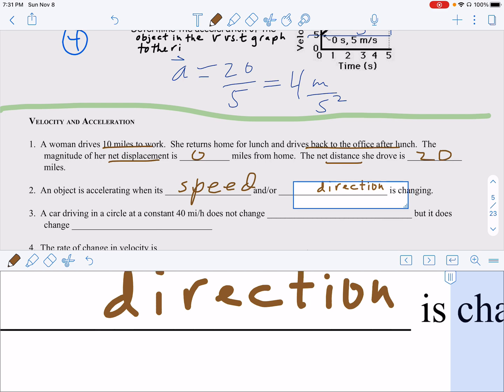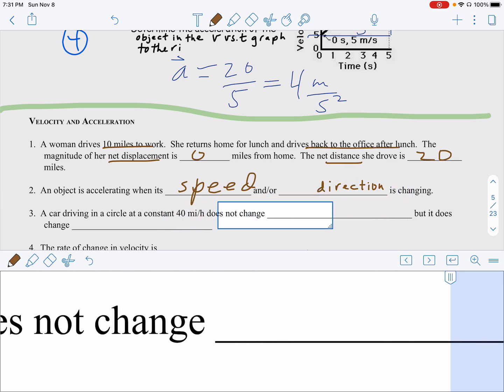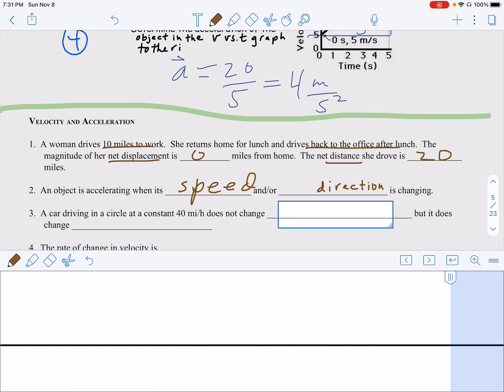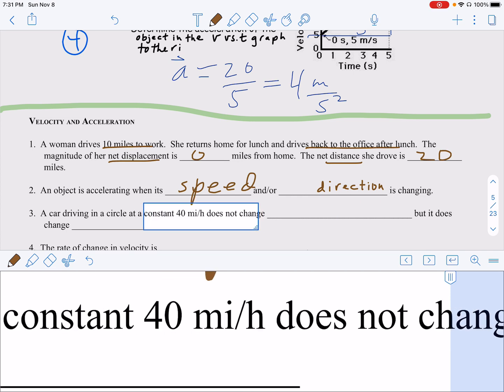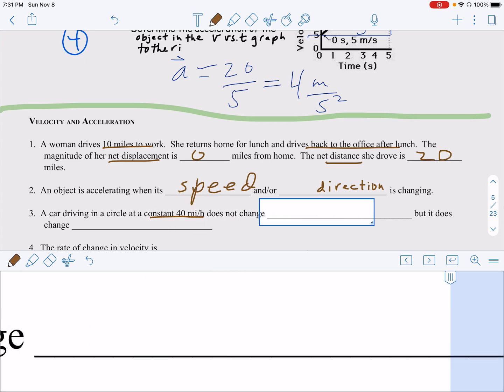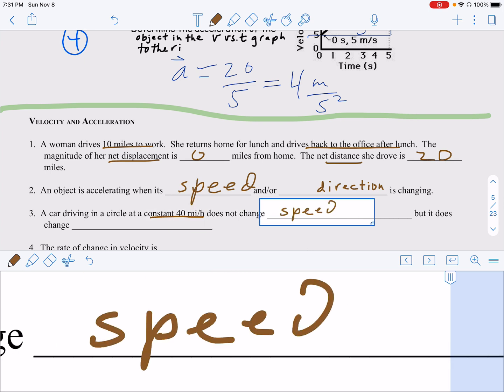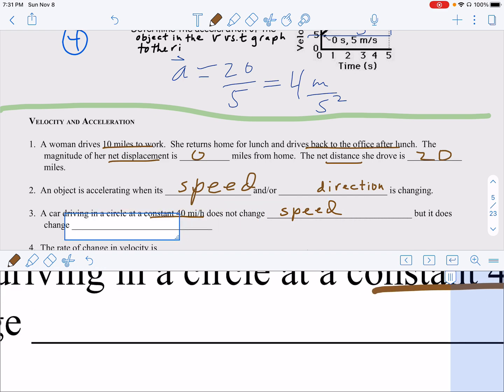Okay, so a car on cruise control, driving in a big circle, does not change its speed because it's going constant speed. But it does change its direction, or velocity, because the direction is changing.